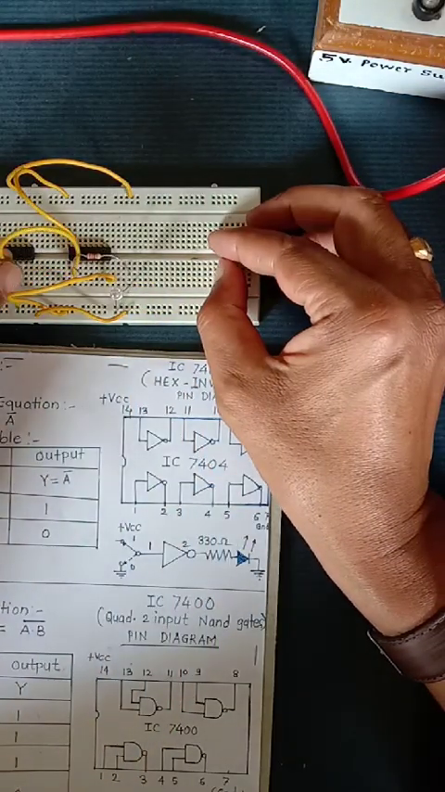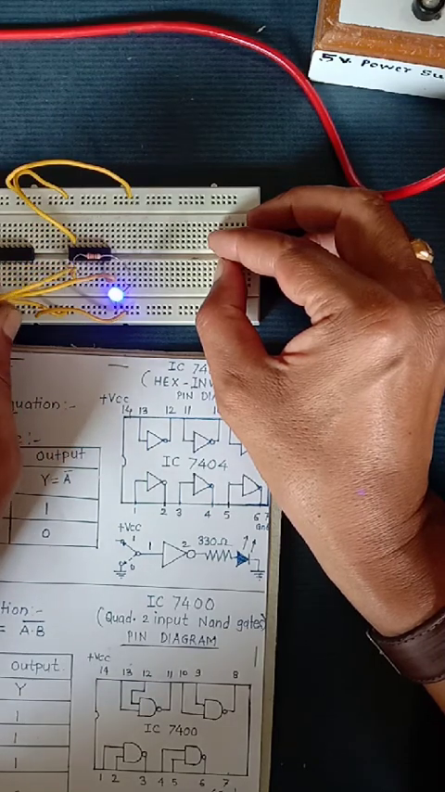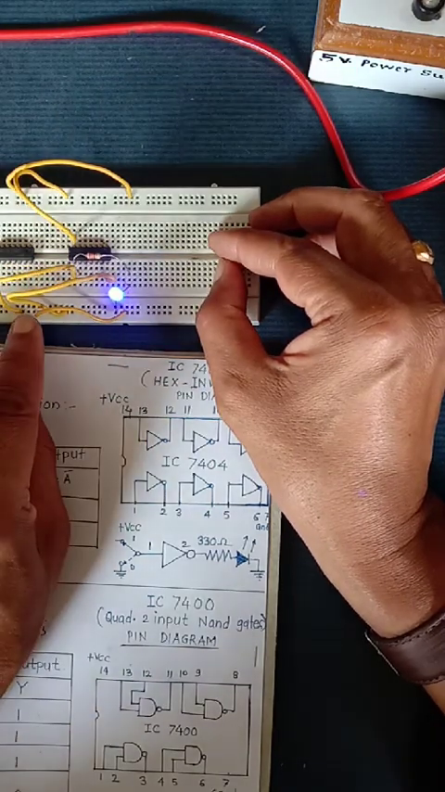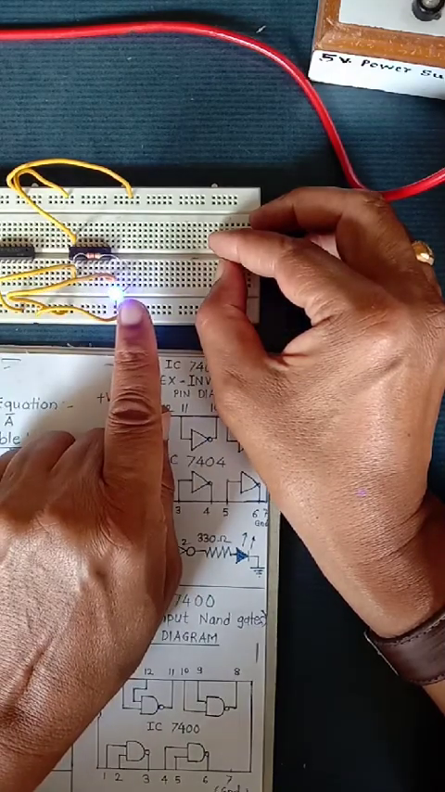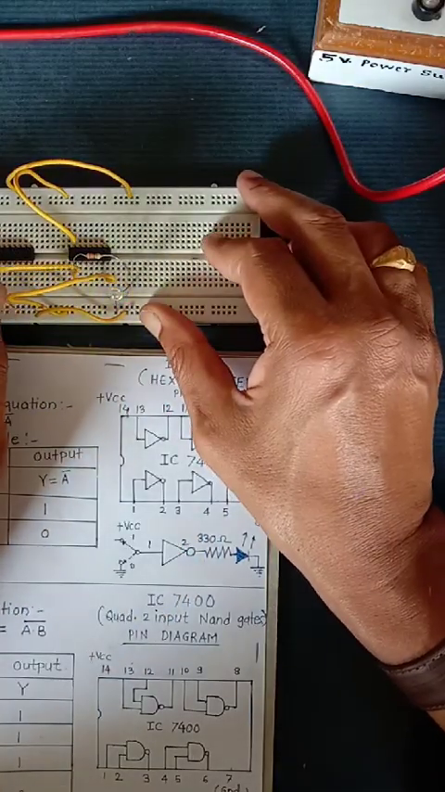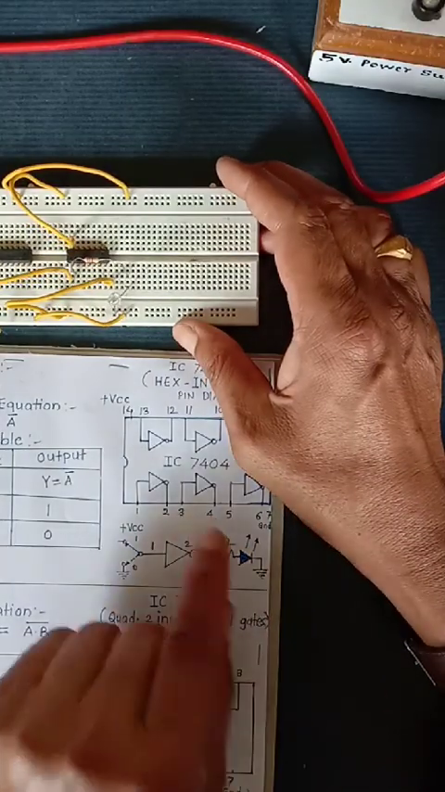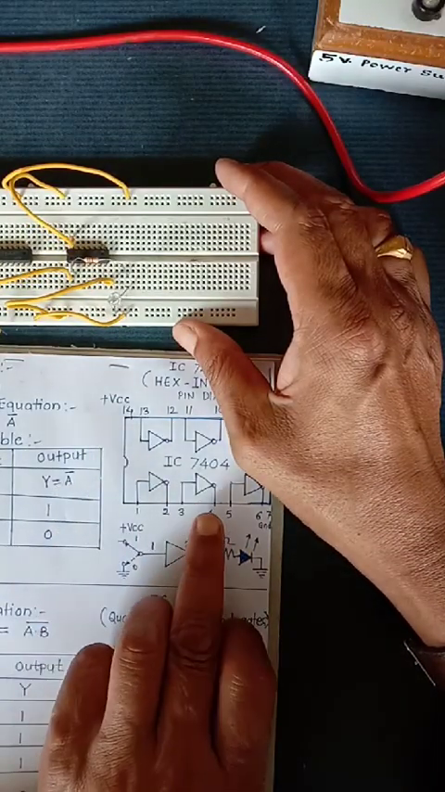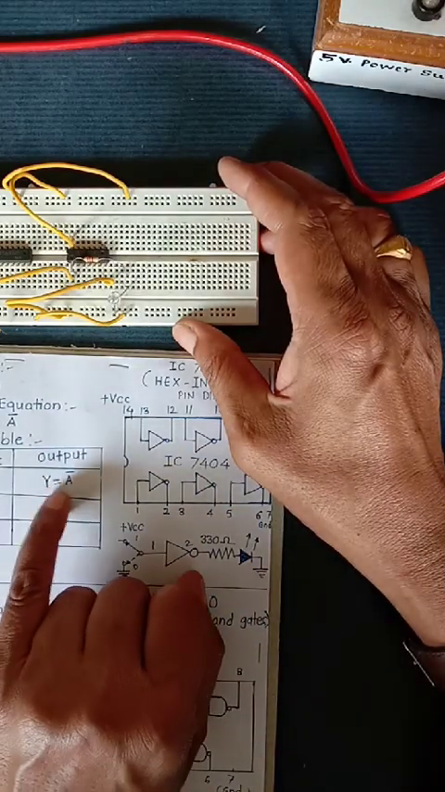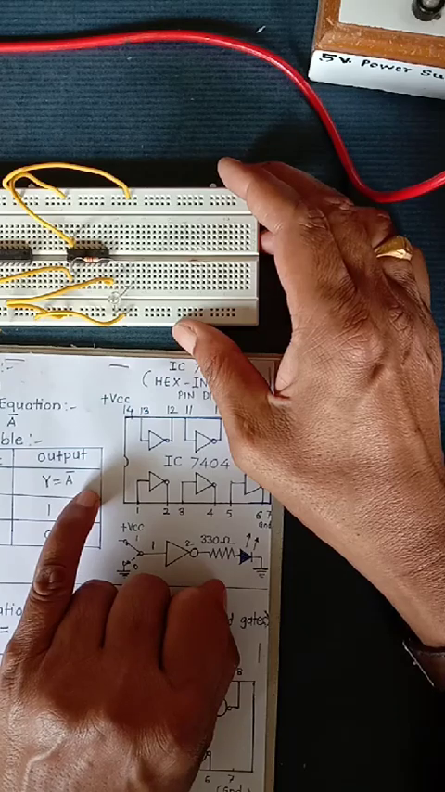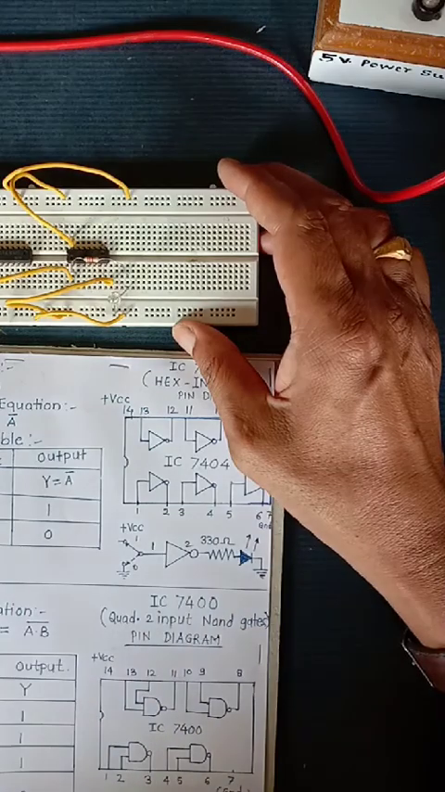Now when input is low, that is when pin number 1 is connected to ground, the input becomes low, 0, then the output becomes high, 1. When input is high, output is low. In this way, the truth table of the 7404 NOT gate is verified. The equation of the NOT gate is Y equals A bar. That is, if input is low, output is high. If input is high, output is low.